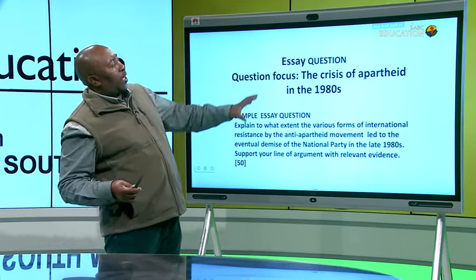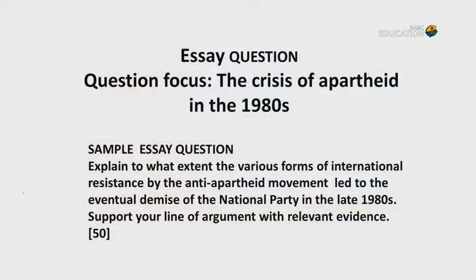Here is an essay question on the crisis of apartheid in the 1980s. The question says, explain to what extent the various forms of international resistance by the anti-apartheid movement led to the eventual demise of the National Party in the 1980s. You support your line of argument with relevant evidence. Now, as I have said in the beginning, 1, you have to explain to what extent. Remember, you have to take a particular stance when you write an essay, whether to a lesser extent, to no extent, or to a greater extent. You have to take a position to say, I'm agreeing or I'm disagreeing to this level.